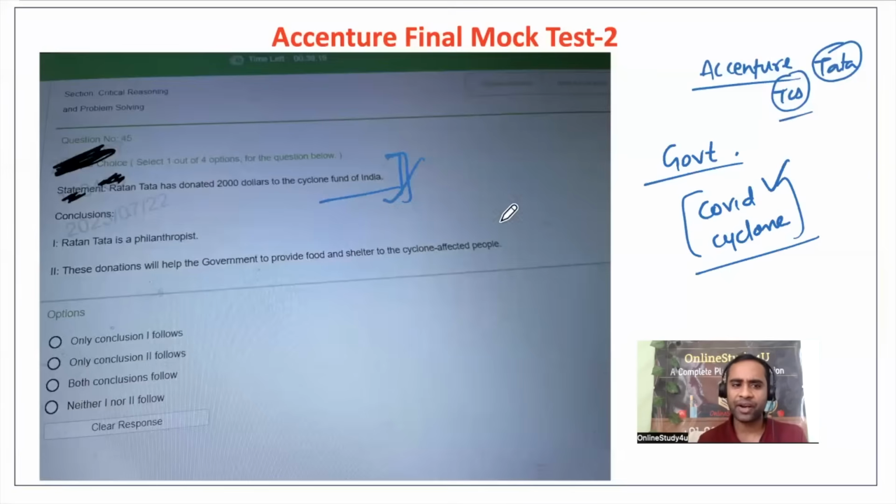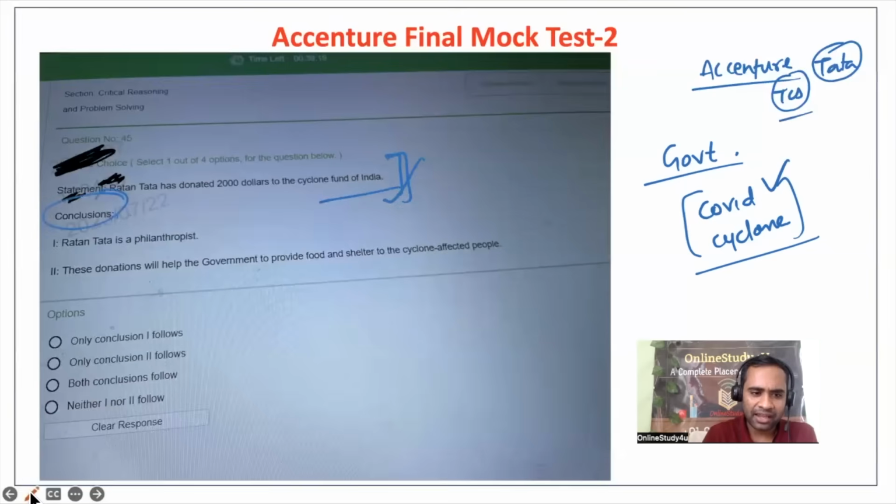Now, second thing, friends. Ratan Tata is definitely thinking about the welfare of the people, right? And this is what is called a philanthropist. If you are a philanthropist, that means you are thinking about the welfare of the people, society, country, like that. Now, let us read the conclusion.